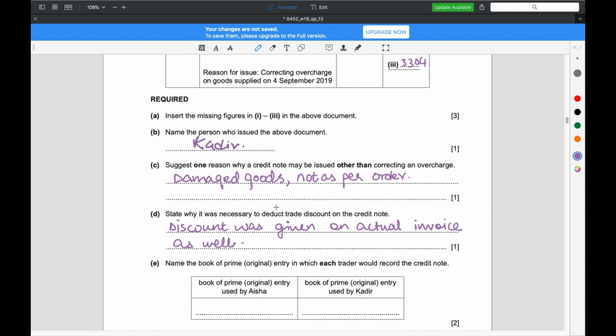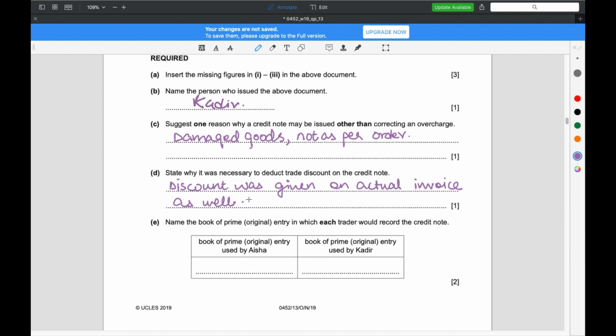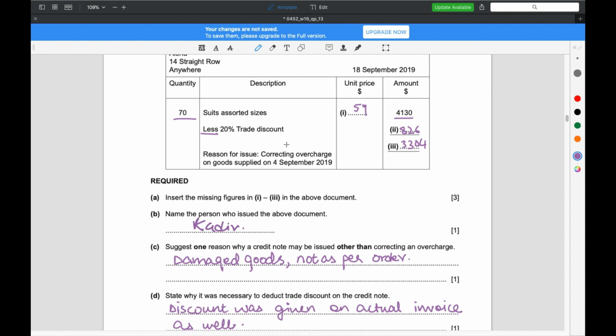And okay, in part D, he says state why it was necessary to deduct trade discount on the credit note. Okay, so one reason can be that maybe in the actual invoice, the actual bill, this is a return, right? So maybe in the actual invoice the discount was given, so obviously he has to deduct trade discount from the return note as well, because it was given in the invoice. So you need to balance the discount off from the return note as well.